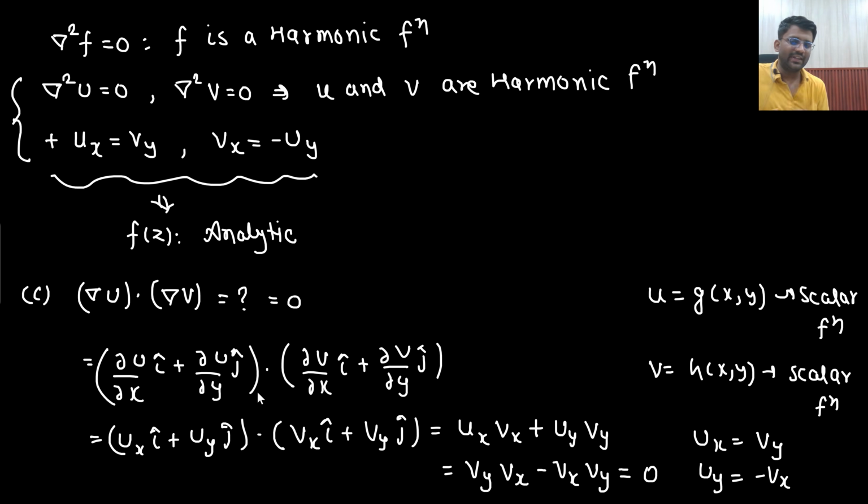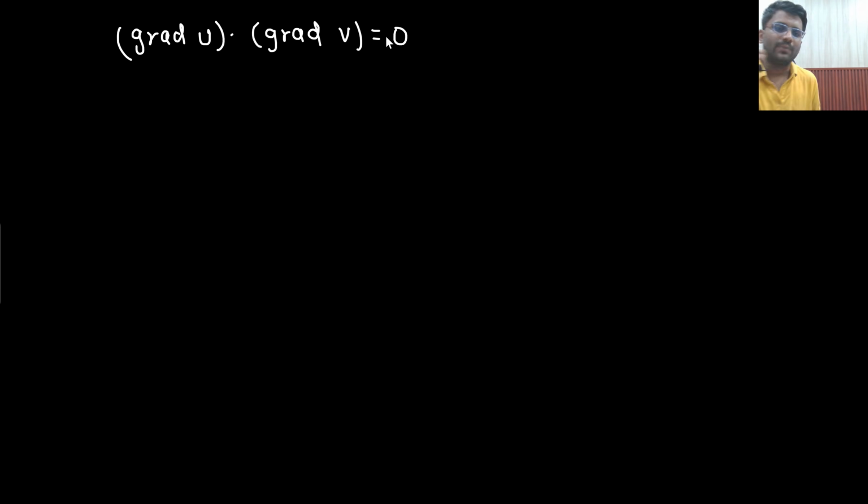So what we have seen, this is very simple, no? You should have done this on your own. You know how to calculate the gradient, ux vx uy vy, then simply put ux value as vy and uy value as minus vx. You are seeing that the answer is coming out to be 0. So what you have seen here is that gradient of u dot product with gradient of v is coming out to be 0.